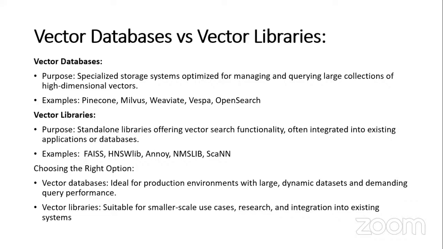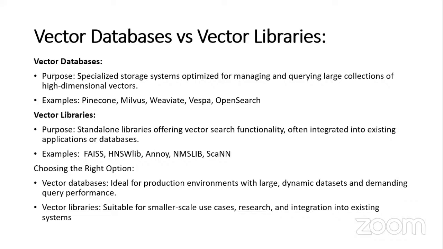So wherever they're storing the data becomes a higher priority rather than using the data in the first place, right? So different vector database examples could be Pinecone, Milvus, Weaviate, Vespa, OpenSearch. All of these are vector databases. Okay, some examples of vector databases.